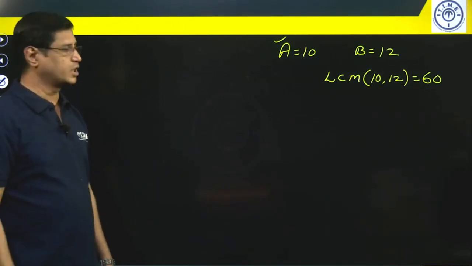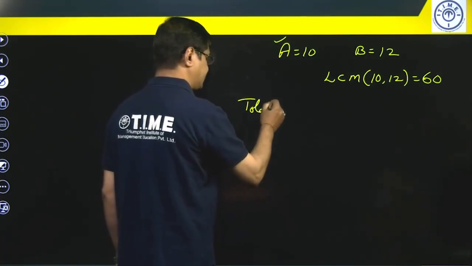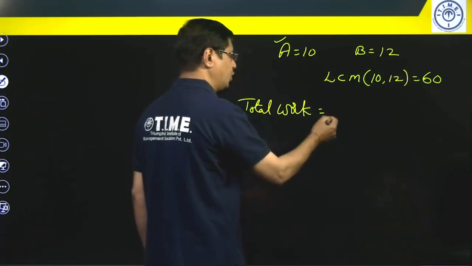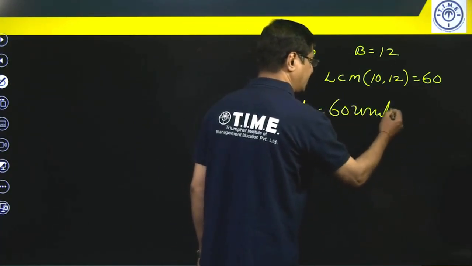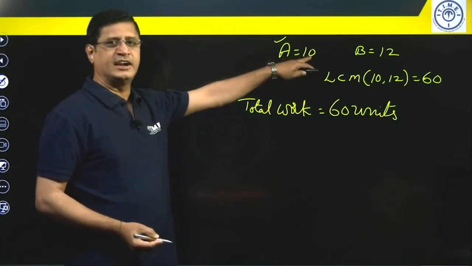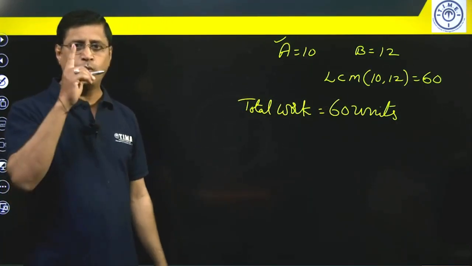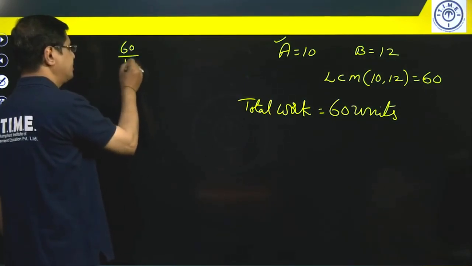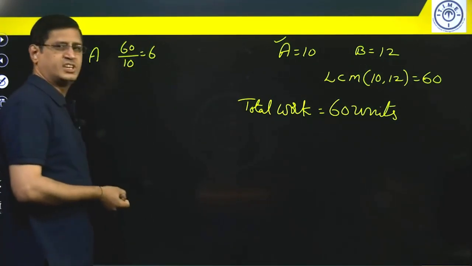What is this 60? 60 is equal to the total number of units of work. The total work, listen to me carefully, is divided into how many units? 60 units of work. Am I clear? Now the total work is completed by A in 10 days, which means 60 units are completed in 10 days, so in 1 day he can finish 60 by 10, that is 6 units. A can finish 6 units.